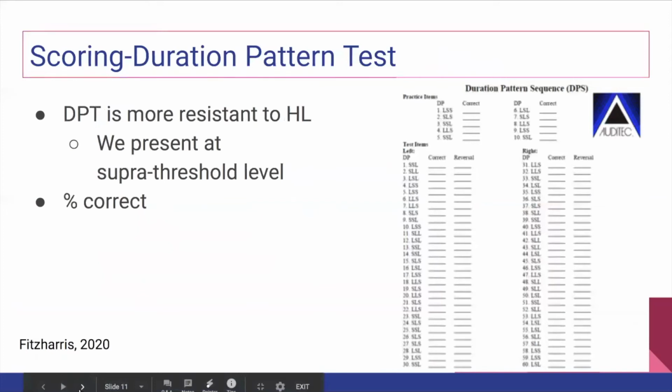When you're scoring the DPT, it's actually very similar again to scoring the FPT that we'll talk about later. And you're just going to be scoring the percent correct. You're going to want to note if they have a reversal. So instead of doing long, short, short, if they did short, short, long, and you're going to want to note what they did differently if they just got it wrong overall. The DPT is more resistant to hearing loss because we present it at a suprathreshold level.